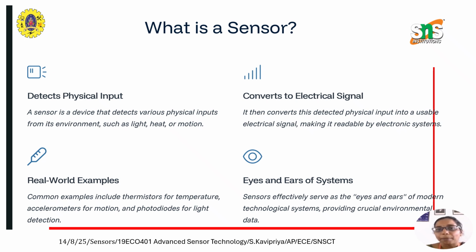The real world examples: the first one is the thermometer. In a thermometer, we have a sensor called a thermistor, which senses the body temperature and converts it into an electrical signal. The second one is an accelerometer, which is meant for detecting motion. And for detecting light signals, we have photodiodes as sensors.